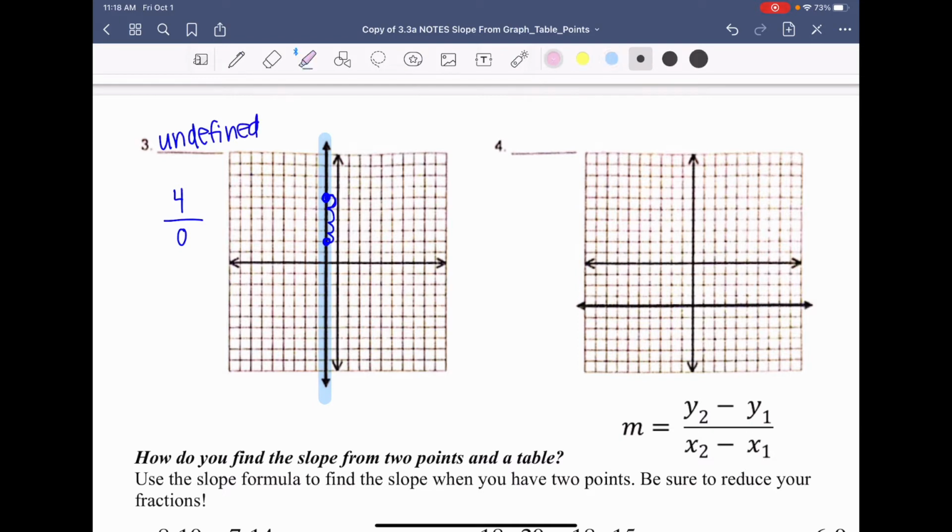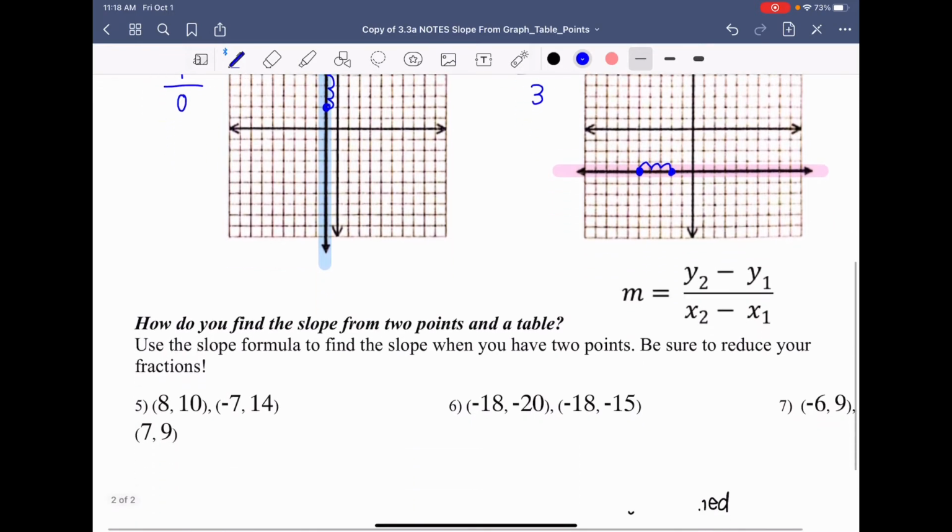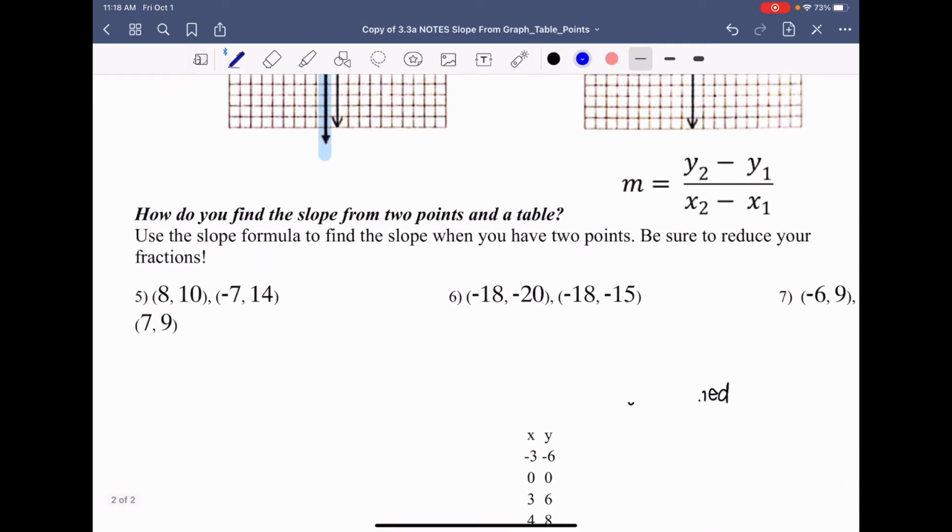Therefore, this one over here is a 0 slope, because if I just pick 2 random points here, I don't go up or down any, so my rise is 0. And then I have 1, 2, 3. I run 3. Well, 0 divided by any number will get you 0.